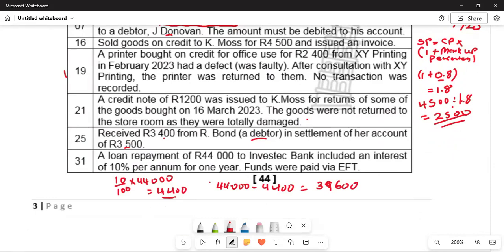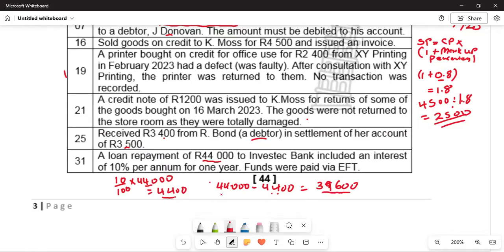So we are going to say 10%, since we are told that it included an interest of 10% per annum. So we're going to say 10% of our 44,000, which is this one. Then it will give us 4,400. So now we're going to say 44,000 minus this interest, so that we know how much we're going to pay excluding the interest. So 44,000 minus this interest will give us 39,600.